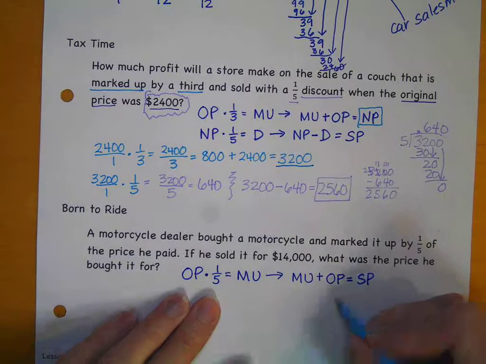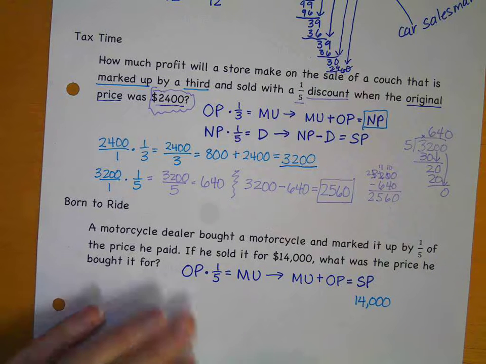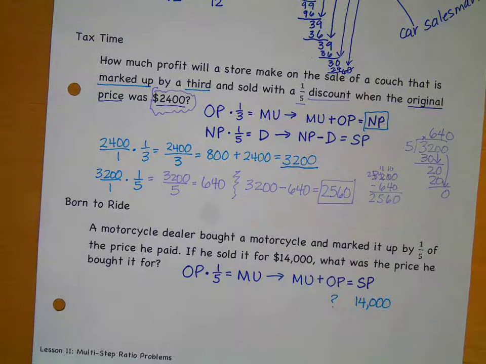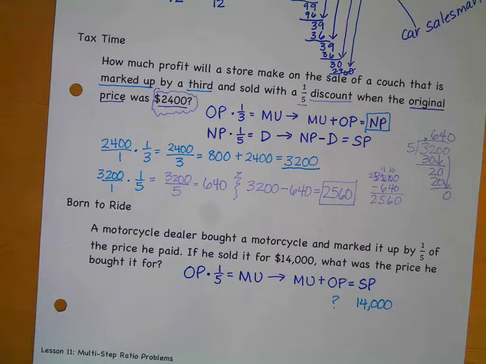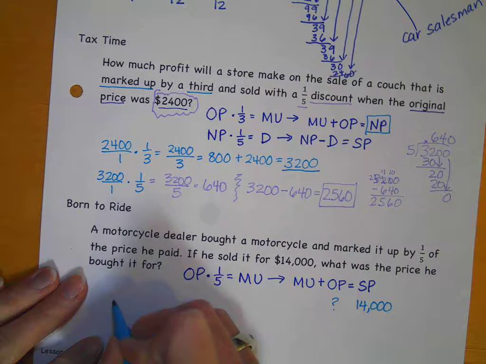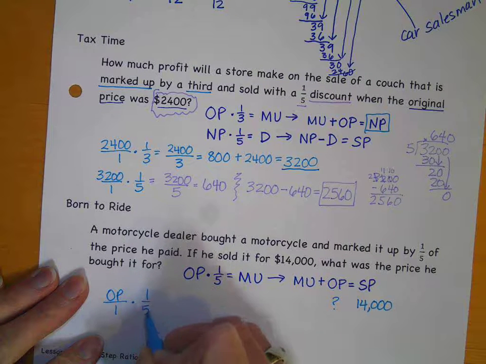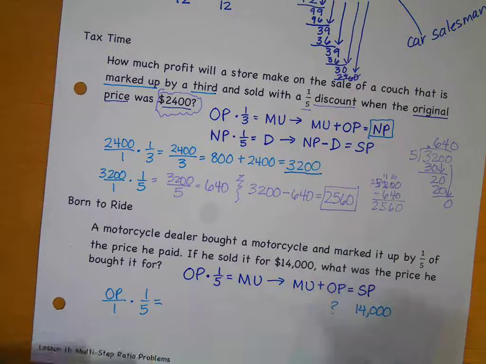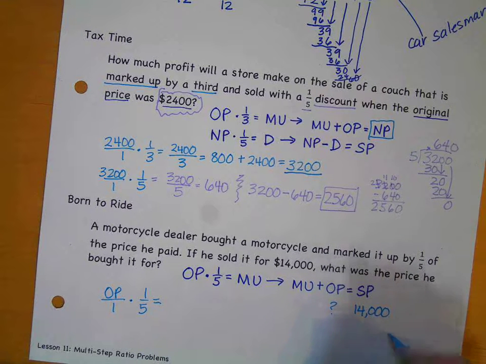So what we know, according to this, is the sales price was $14,000. The original price, we don't have any idea. And the markup price is 1/5 of the original price, so we have to find it. Our equation is going to be: original price, which we don't know, times 1/5 is equal to the original price plus the markup.